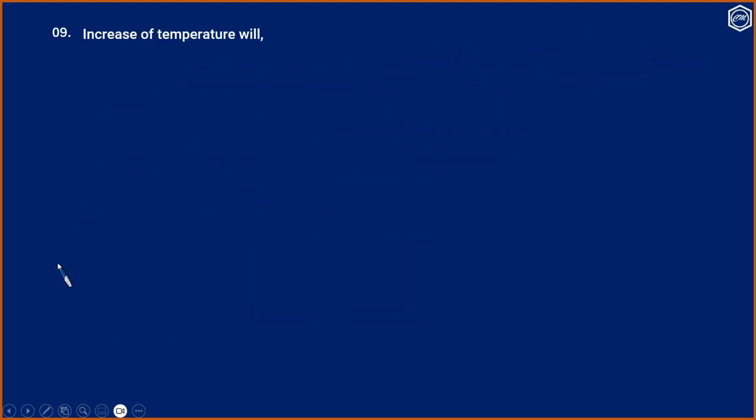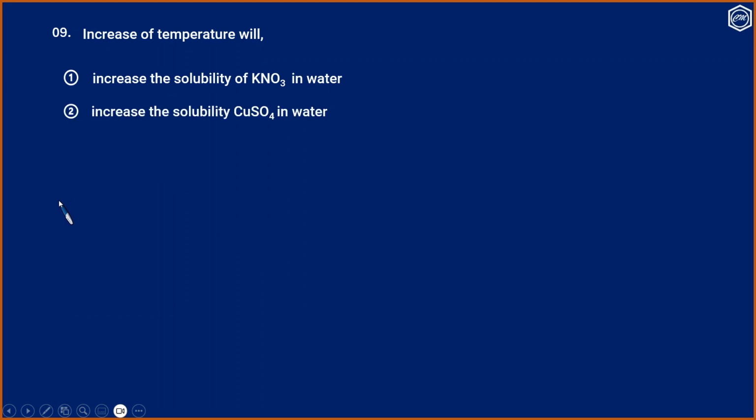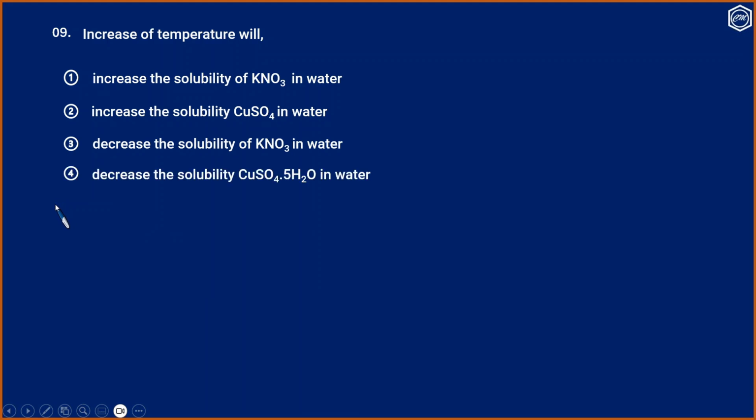Question number 9. Increase of temperature will: option 1, increase the solubility of potassium nitrate in water; option 2, increase the solubility of copper sulphate in water; option 3, decrease the solubility of potassium nitrate in water; option 4, decrease the solubility of CuSO4·5H2O in water.